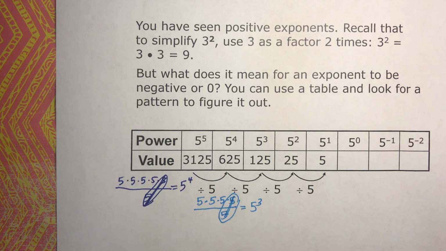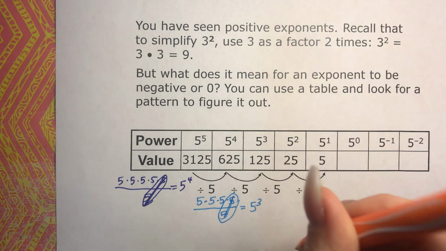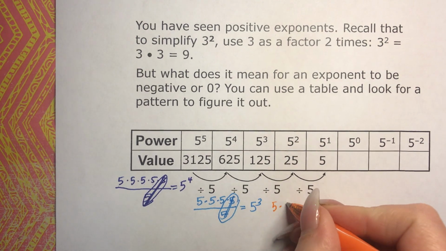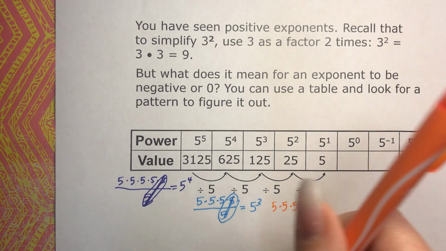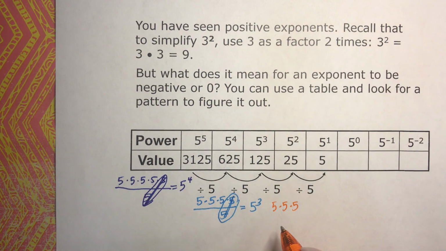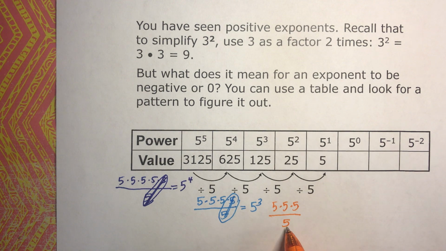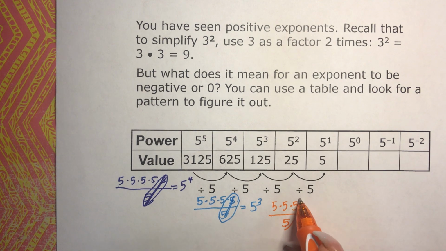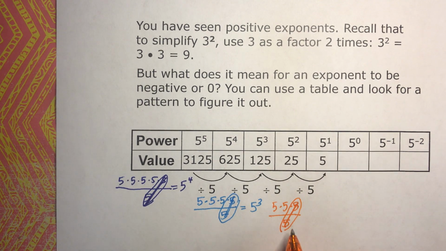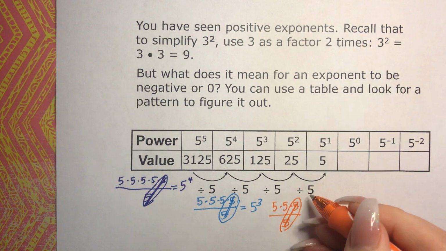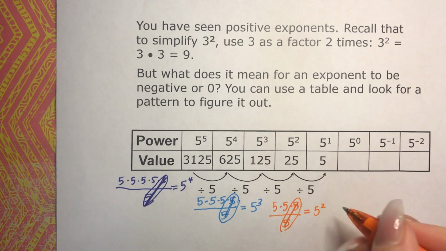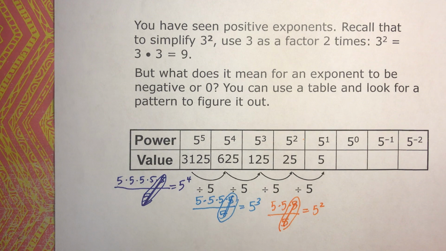Well, what happens when we take 5 to the 3rd and divide it by 5? Right? So if we have 5 to the 3rd, 5 times 5 times 5, and then we divide that by 5, what happens? Well, we end up with 5 divided by 5, right? And that 5 divided by 5 is 1, and so we're left with 5 times 5, which is 5 squared, right? Which is 25.